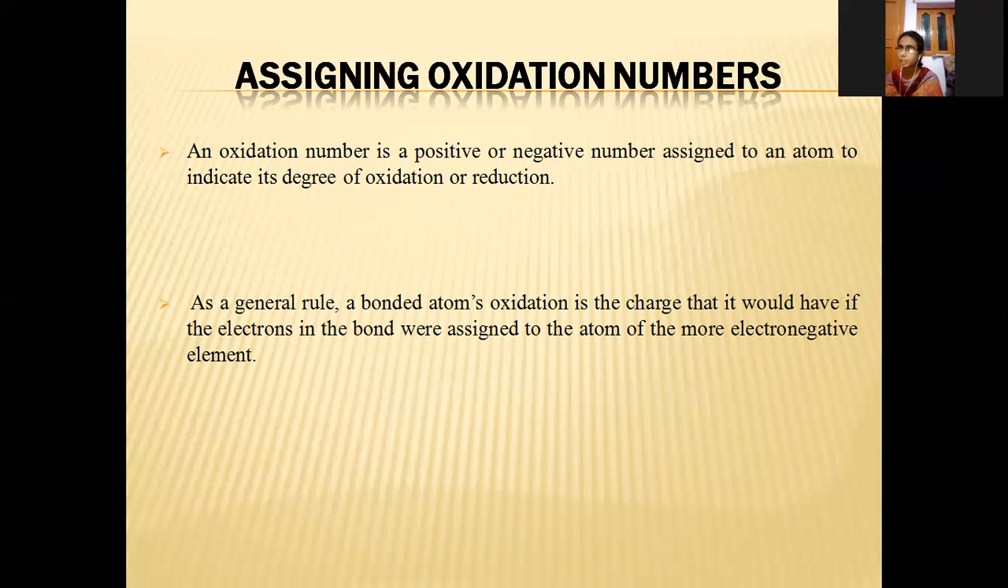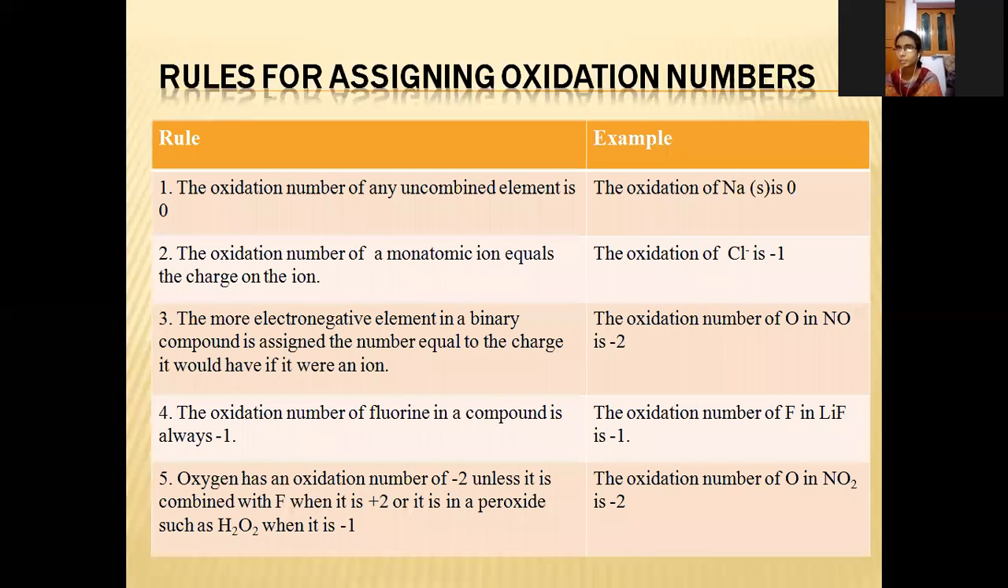So here, if we are assigning the number, it may be positive or negative to the atom. It indicates the degree of oxidation or reduction. So, the rules for assigning the oxidation number. First rule is the oxidation number for an uncombined element. This element is not combined with any other element, it is a single element. So the oxidation number of any uncombined element, if we take the example of sodium, is 0.